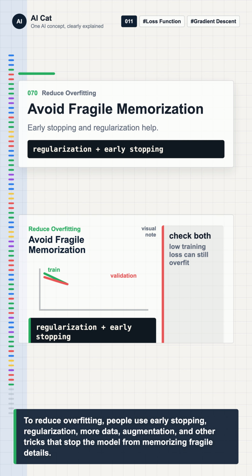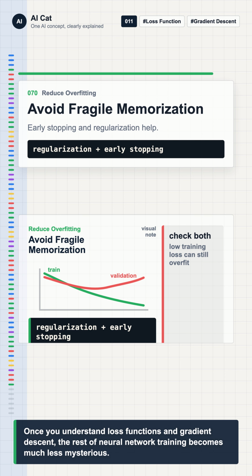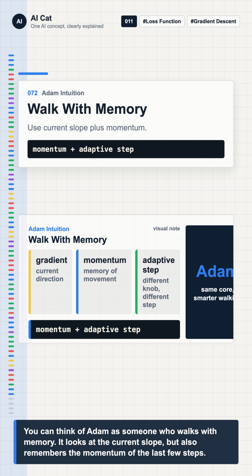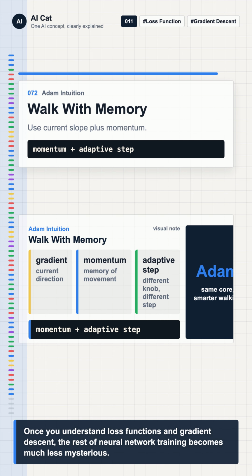To reduce overfitting, people use early stopping, regularization, more data, augmentation, and other tricks that stop the model from memorizing fragile details. Optimizers also go beyond plain gradient descent. Adam, for example, remembers recent directions and adapts the step size for different parameters. You can think of Adam as someone who walks with memory. It looks at the current slope, but also remembers the momentum of the last few steps.